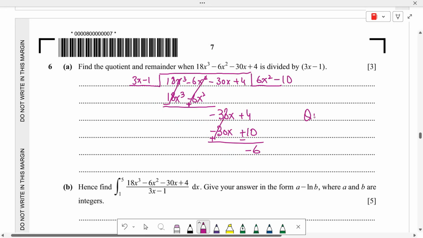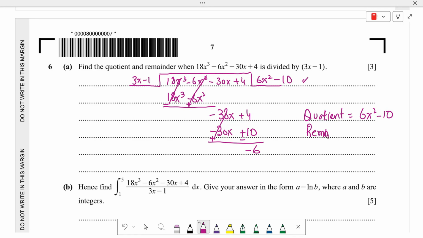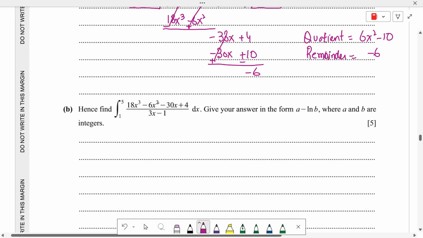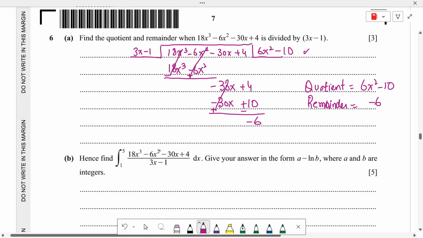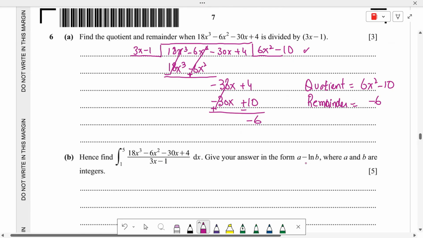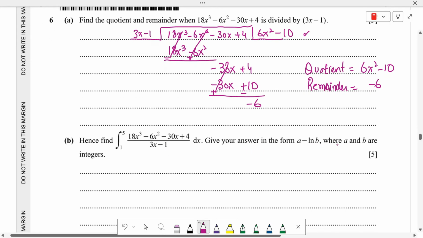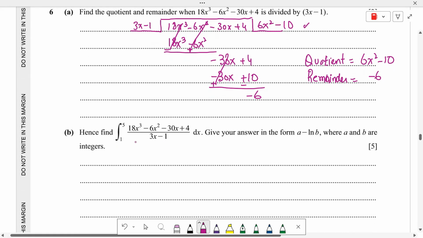So we can say that the quotient is 6x square minus 10, and the remainder is negative 6. Okay, now find the integration of this division, the polynomial we just divided by 3x minus 1, from part B. Give your answer in the form of a minus ln b, where a and b are integers.